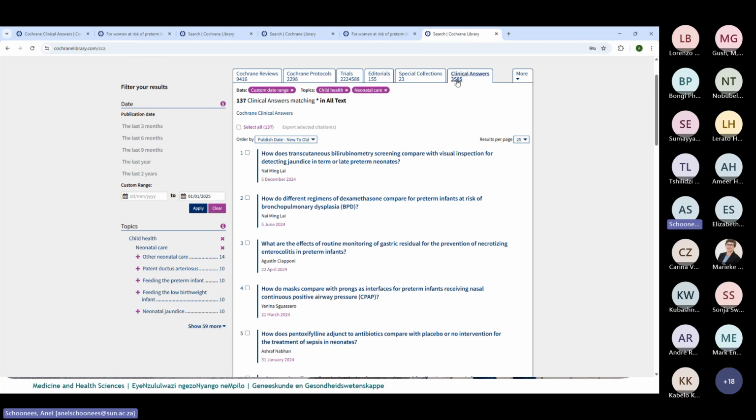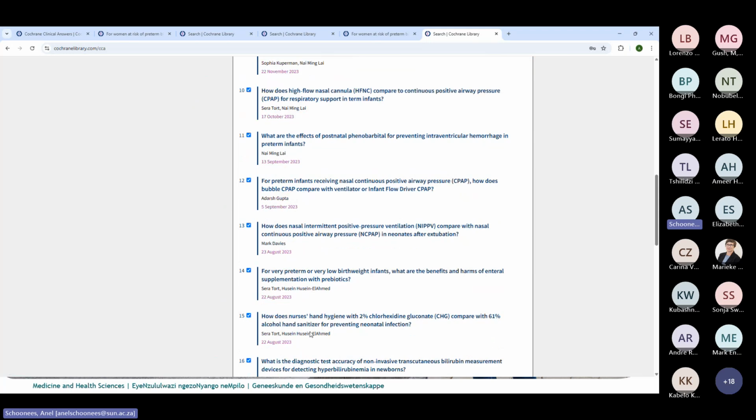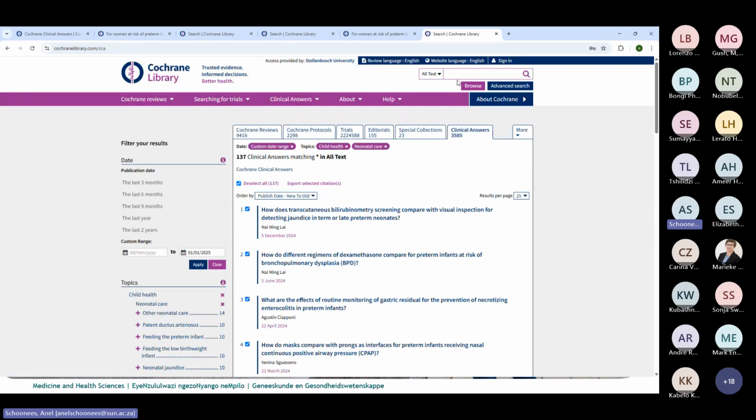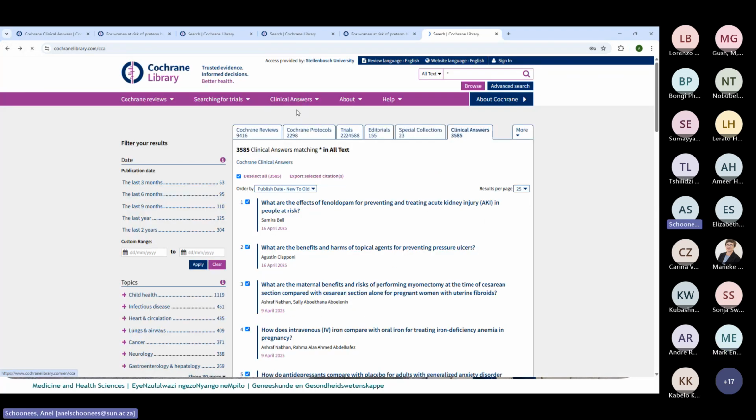Right. So I think this big amount here is just a little bit confusing, but I think it's because that is still there. So here you can now screen if your field is neonatal care, for example, you can now screen through these results. But let's also look at a different example. Let's start again.